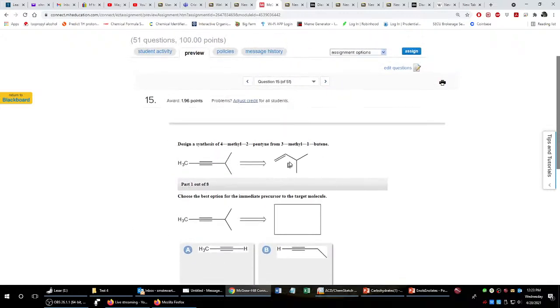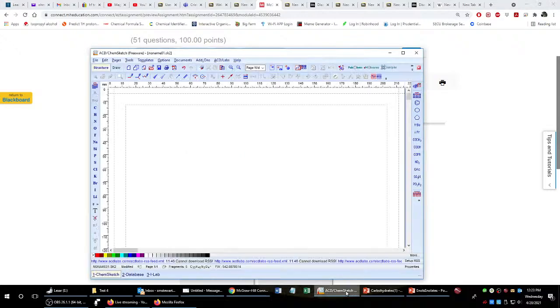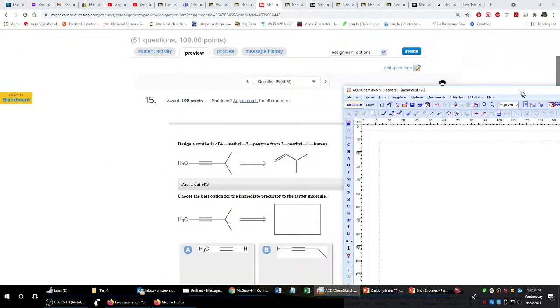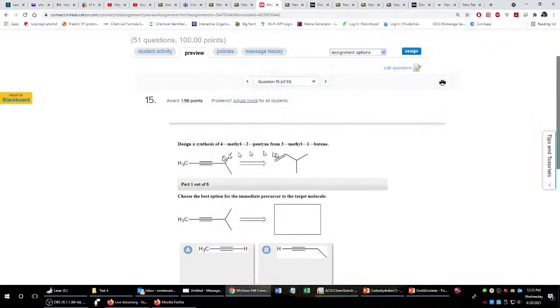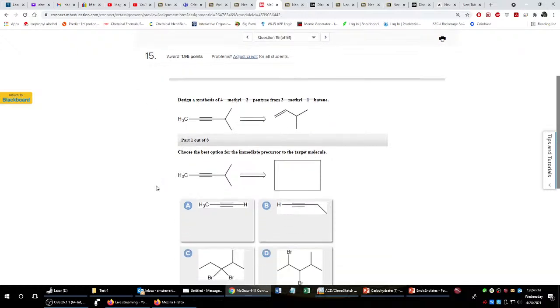Ooh, another synthesis problem. We're starting with a molecule on the left, this 3-methyl-1-butene, and we want to convert it to 4-methyl-2-butene. If you look at it, 1, 2, 3, 2, 3, 2, 3. We're going to need to add an extra carbon. So the starting molecule is one carbon less than the final molecule. My best guess is that we're going to form a terminal alkyne, then react it to remove a hydrogen and use that for nucleophilic substitution.